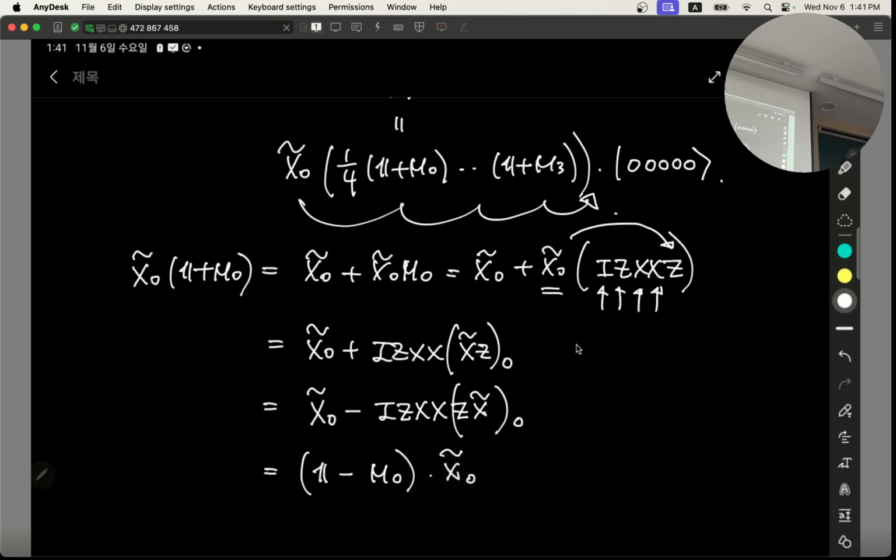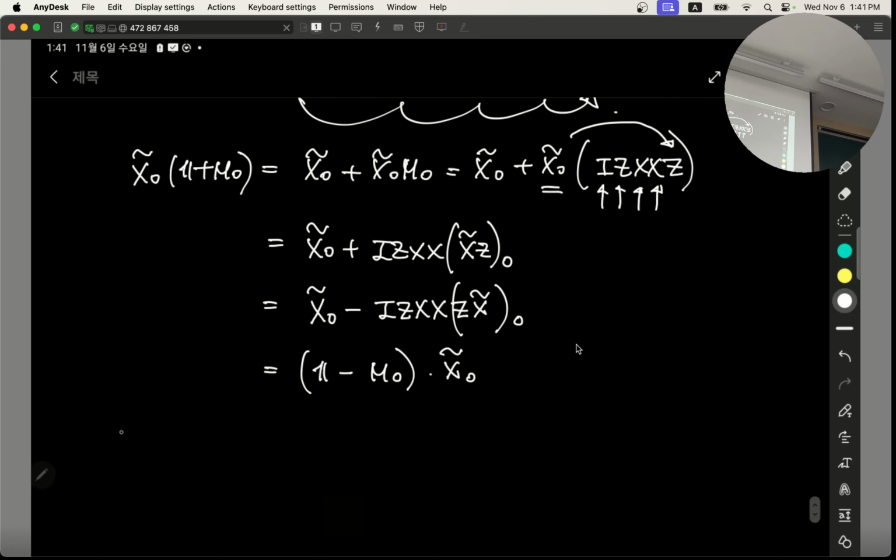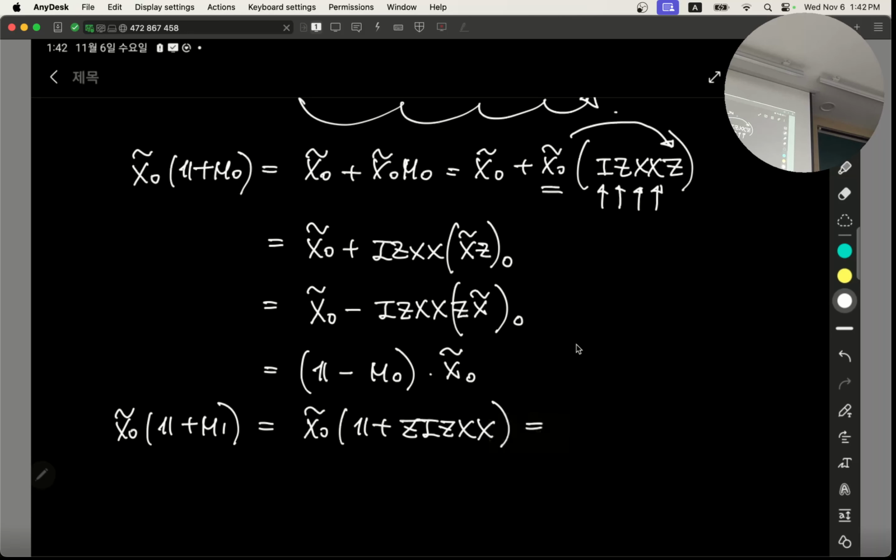Okay, so when I try to move my X0 to the right side of my operator, I change the sign inside the parenthesis, right? So what will happen at the M0, M1? So now I'm having M1 here. So M1, as I write here, is Z I Z X X. What will happen if I put X0 tilde to the right? Does the sign change or not? Does it change the sign?